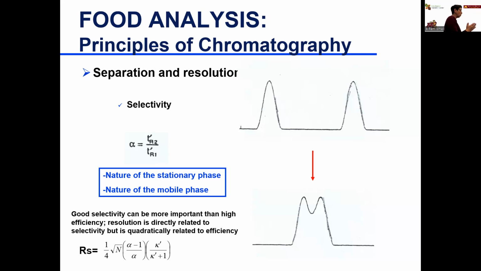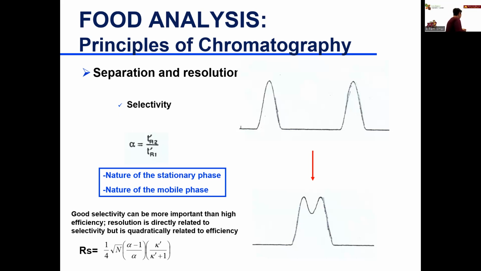If it's too strong of an organic solvent, they want to move out quickly and not separate. If you use a less strong organic solvent like methanol, then you can achieve separation. So selectivity can be controlled by the type of the stationary phase, by the type of the mobile phase. And it is a more impacting factor to the resolution than efficiency.